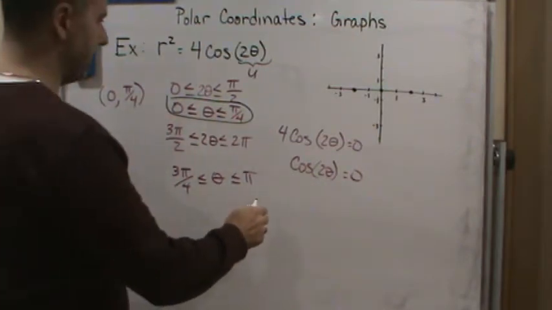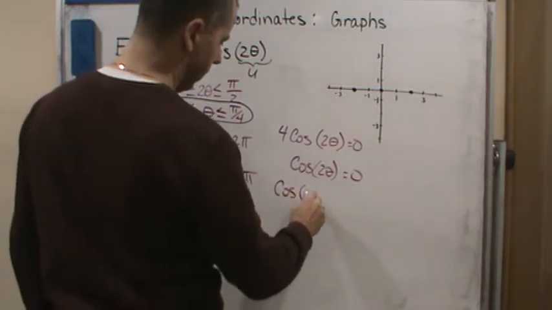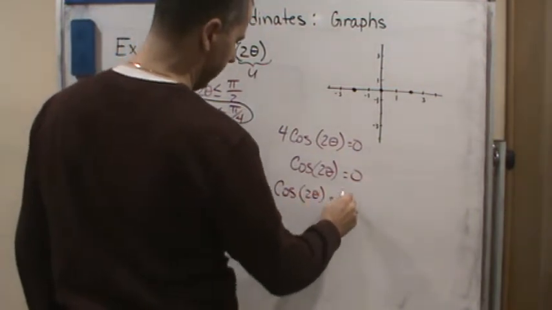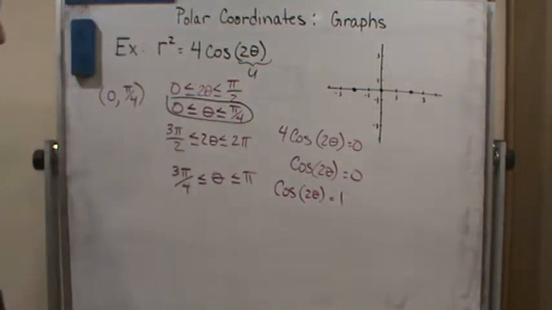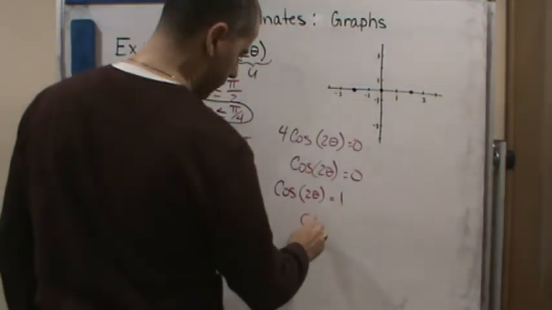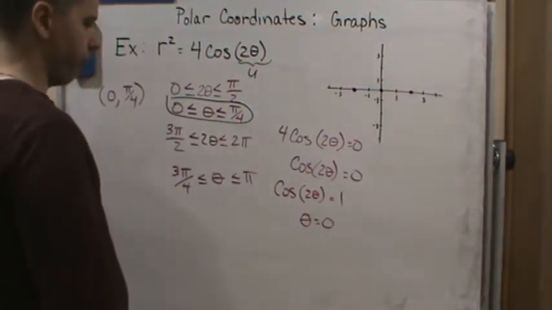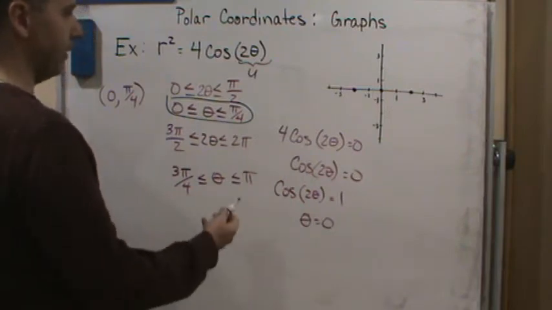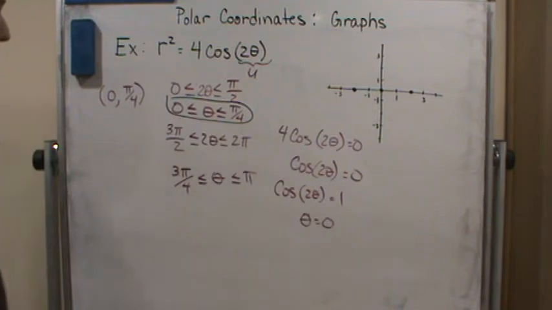So if I do that, what angle does that mean? Cosine of what angle equals 1? Well, we know that the cosine of 0 is 1. So that means theta equals 0. And when theta equals 0, r is equal to plus or minus 0.2.